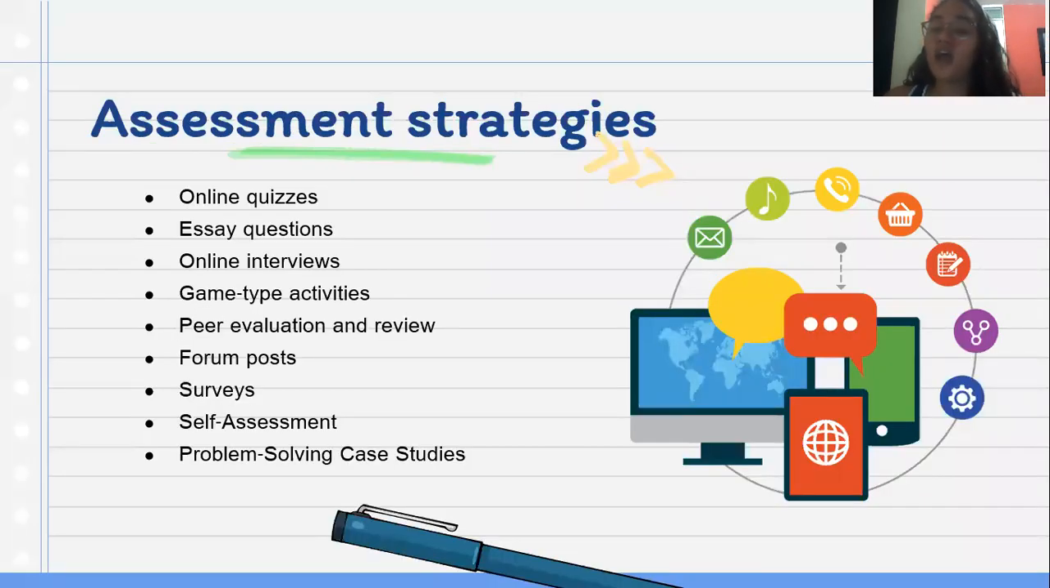Now, after these two definitions, we have the assessment strategies for the e-learning model, right? We have, for example, online quizzes, easy questions, online interviews, game type activities, peer evaluation and review, forum posts, surveys, self-assessment, and problem-solving case studies.